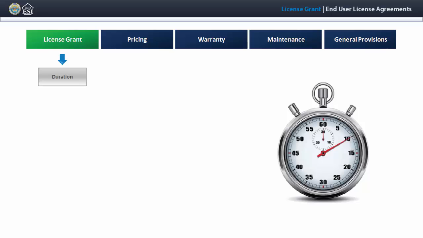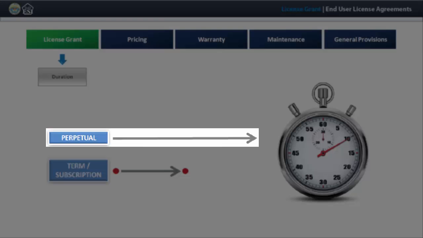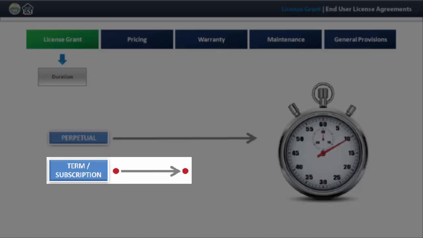The duration of your right to use the software should be clearly defined. Typically, software is licensed in perpetuity or for a specified term of months or years. A perpetual license grants the customer use of the software in perpetuity. A term or periodic license grants the customer use of the software for a specified period of time, such as 1 year, renewable annually. Software maintenance may or may not be included in the term license price, so be sure to understand the specific terms and conditions of an offered term license.